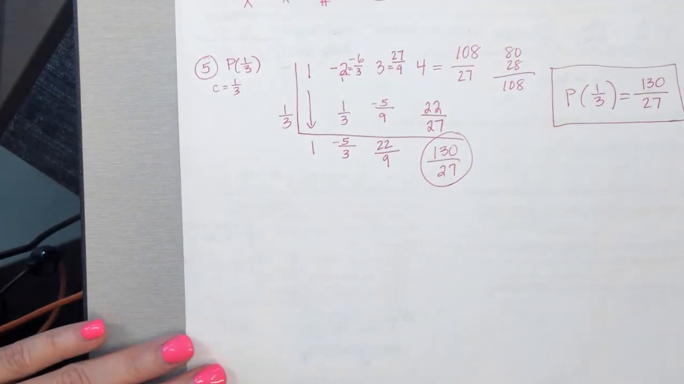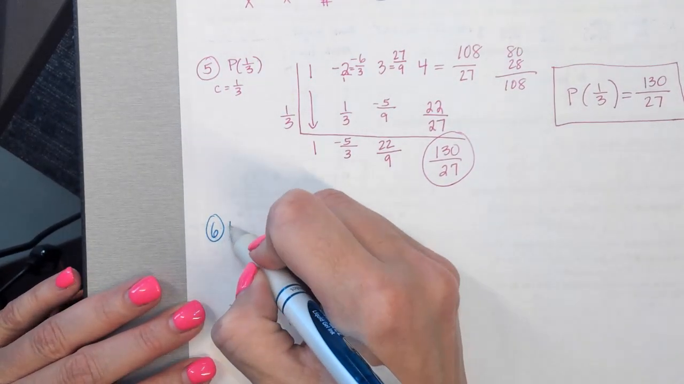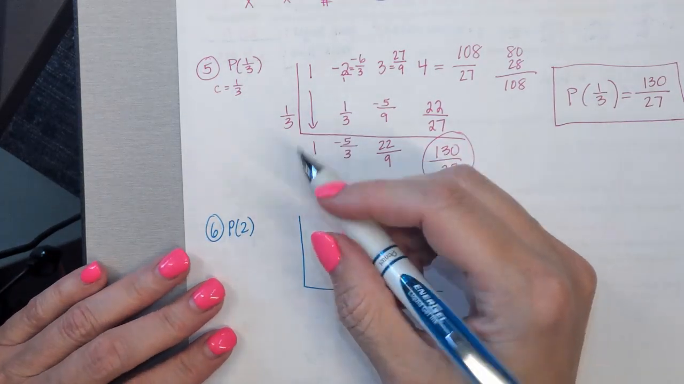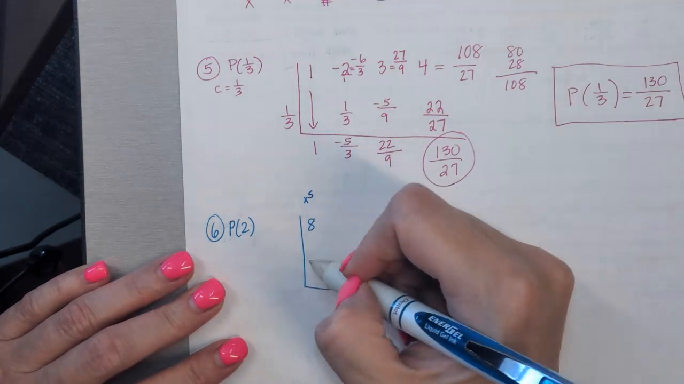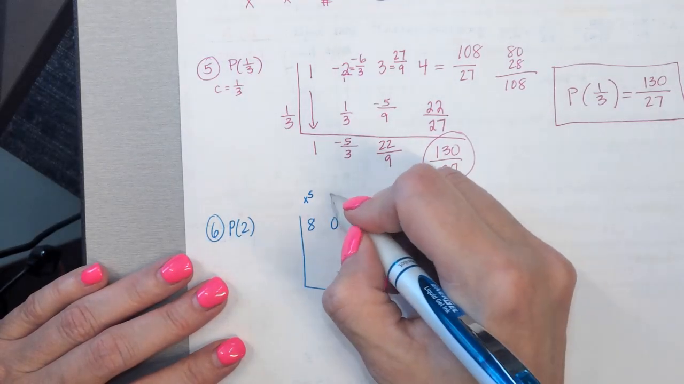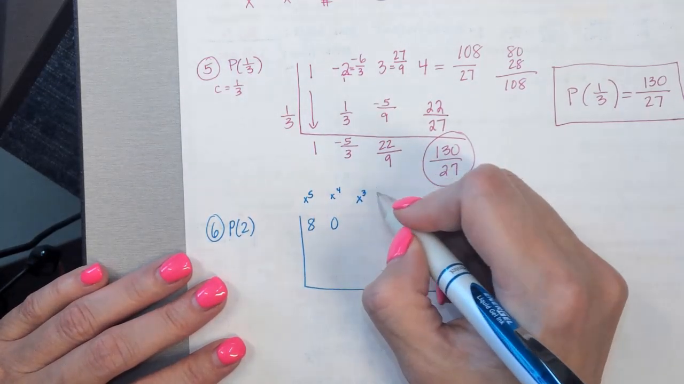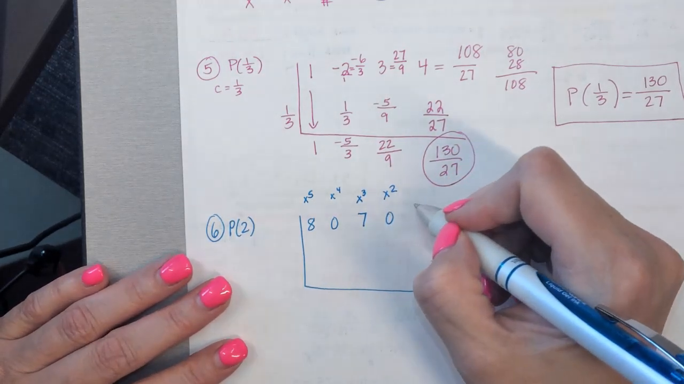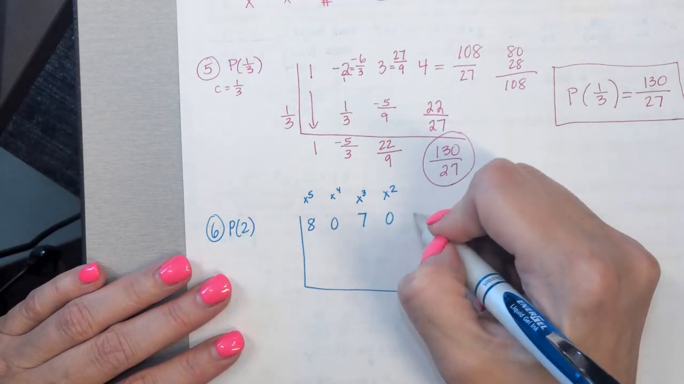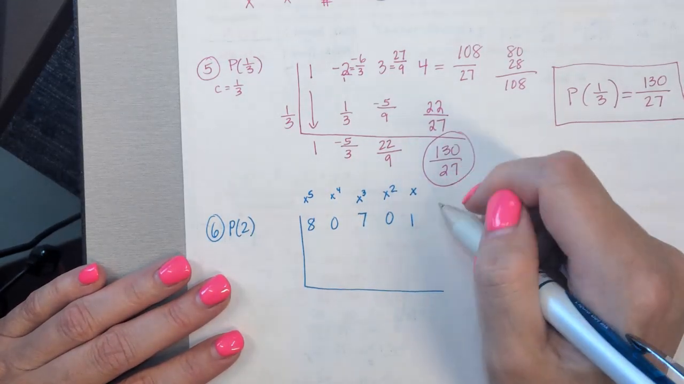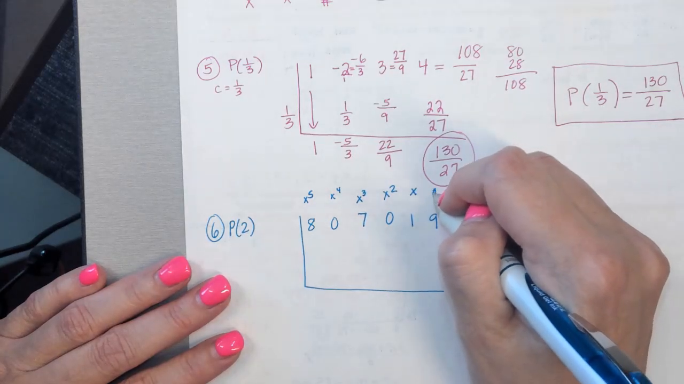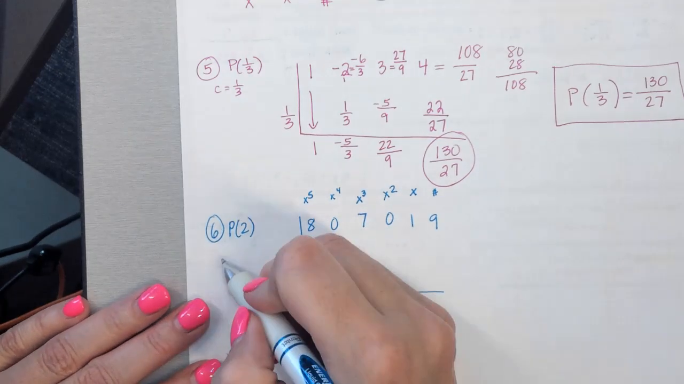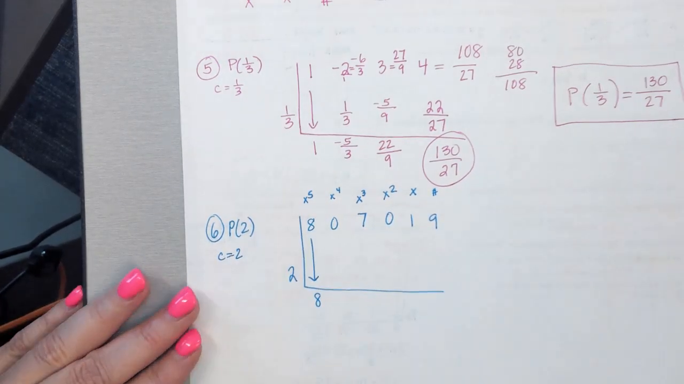Okay, and then for number 6, you have P of 2 for P of x equals, and then it's 8x to the 5th. There's no x to the 4th. X to the 3rd, coefficient is 7. X squared, not there. X, the coefficient was 1, and then you do have a constant, your number term. So once you have that set up, your C value for this is going to be 2.